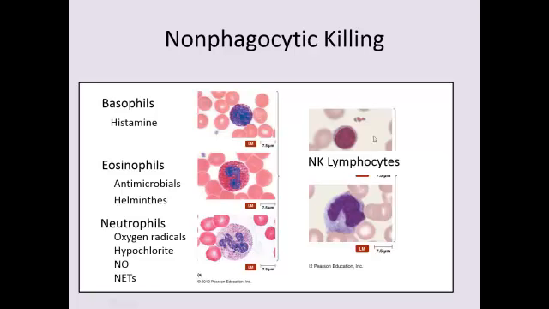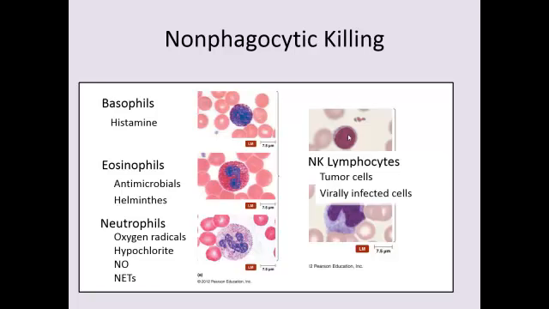Now over here we have our agranulocytes. Here we have our macrophage, which we've already talked about, and here we have our natural killer lymphocytes. Lymphocytes do not phagocytize, but they are engaged in non-phagocytic killing. Now, they do this in the same way that cytotoxic T cells do, and we're going to talk about that process in more detail in the next chapter.